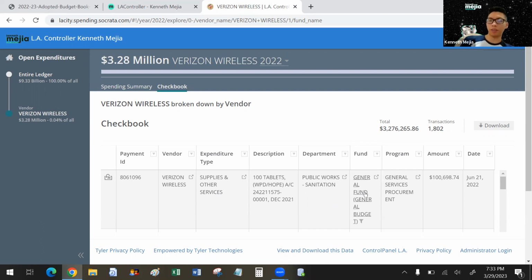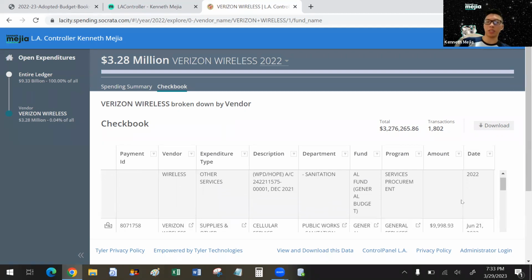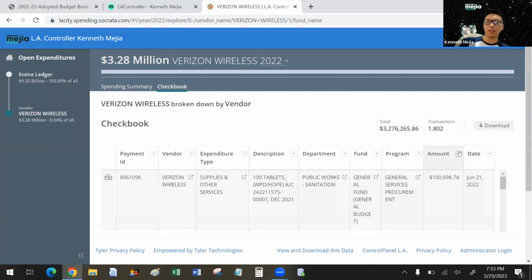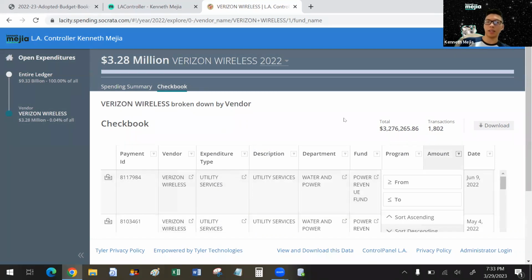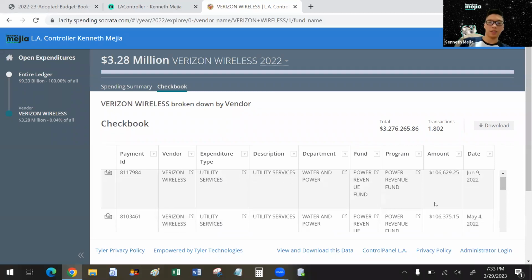So it came from the general fund, and what program: it's general services procurement. You can see how much money we spent, and what date it was purchased. So very useful information. If you wanted a filter, you could sort descending, so you could see which ones are the highest that we've paid. So you could see here water and power.